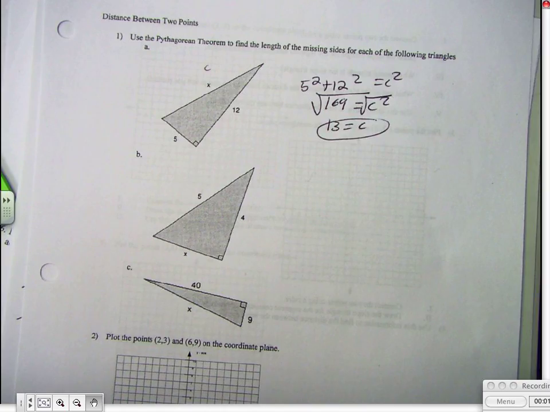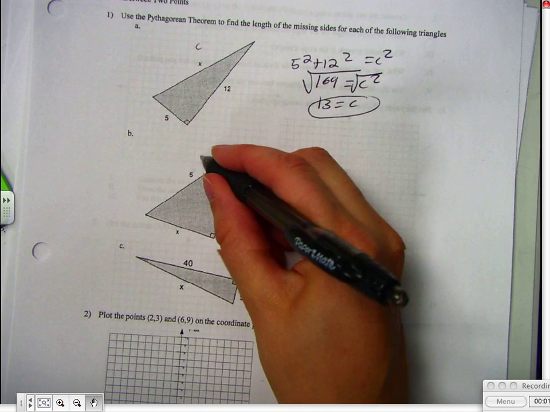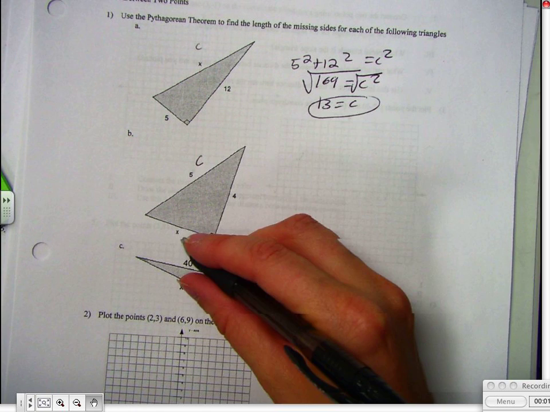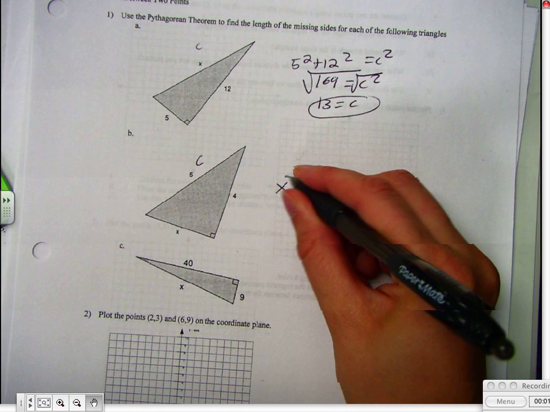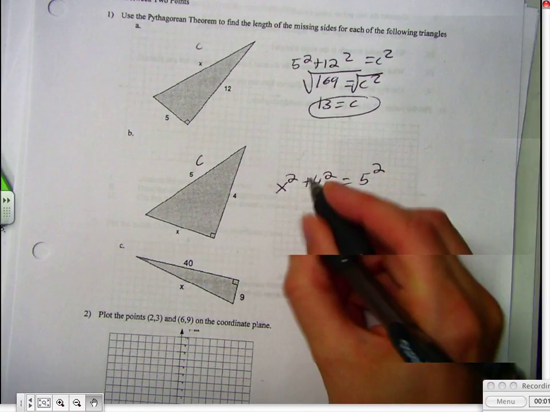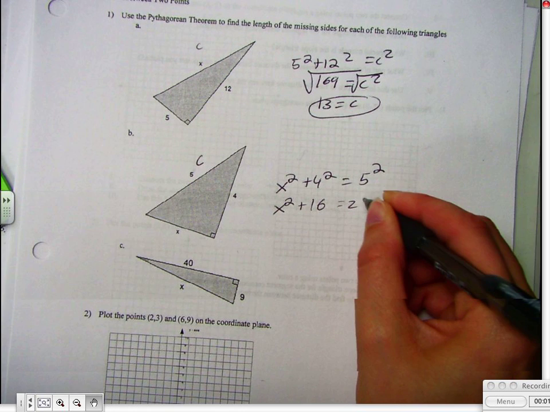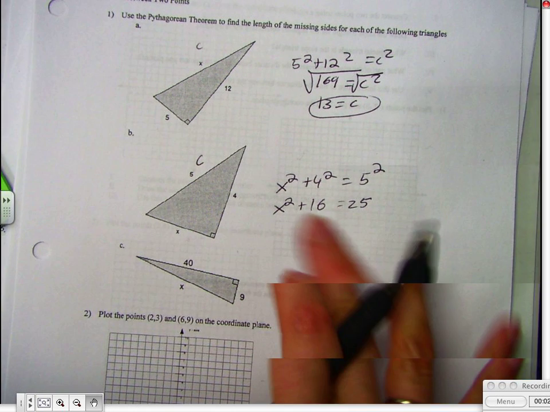Yeah, Tasia. On the other side of C, A and B does not matter which one they are. Oh, okay. All right, B. This is C. So this x is either A or B, so I'm going to make it A. X squared plus 4 squared equals 5 squared. So I get x squared plus 16 equals 25.